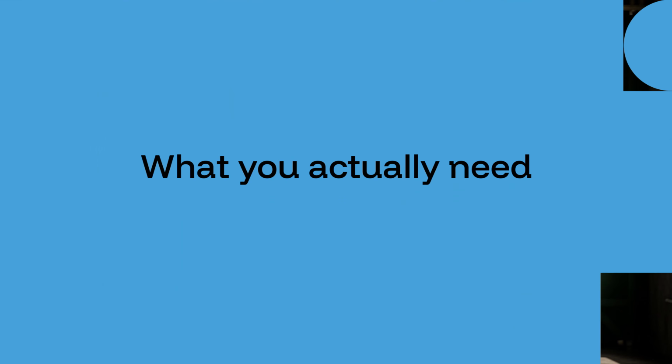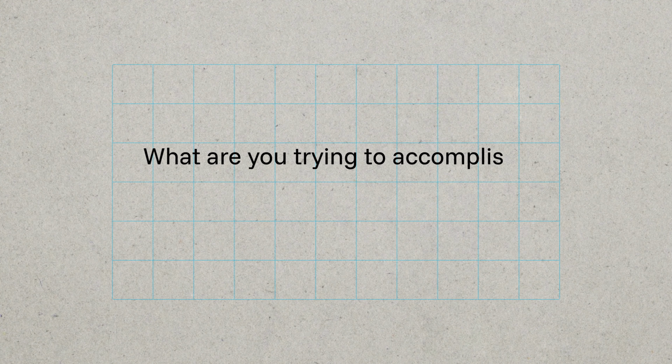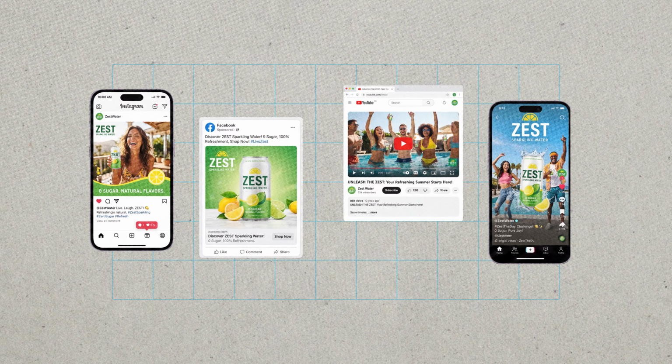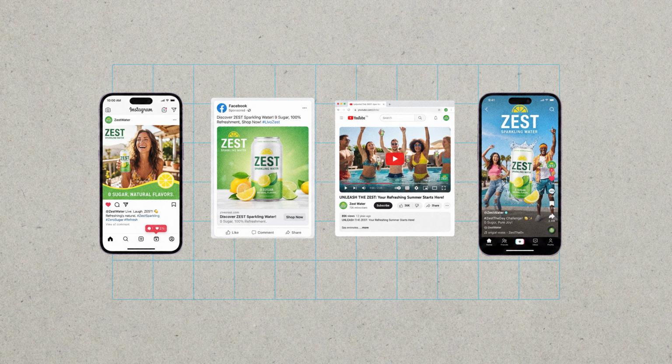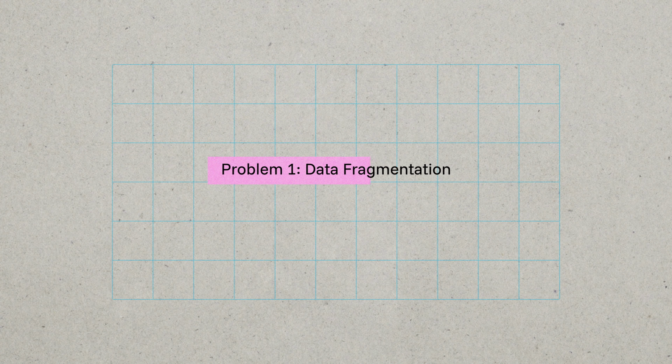Different tool, same problems. But why does this keep happening? Because you're buying solutions before defining problems. And vendors are happy to sell you whatever you'll buy. What you actually need. Let's start over. Forget tools for a minute. What are you trying to accomplish? You're running campaigns across multiple platforms. Each platform has data. You need that data in one place. That's problem one. Data fragmentation.